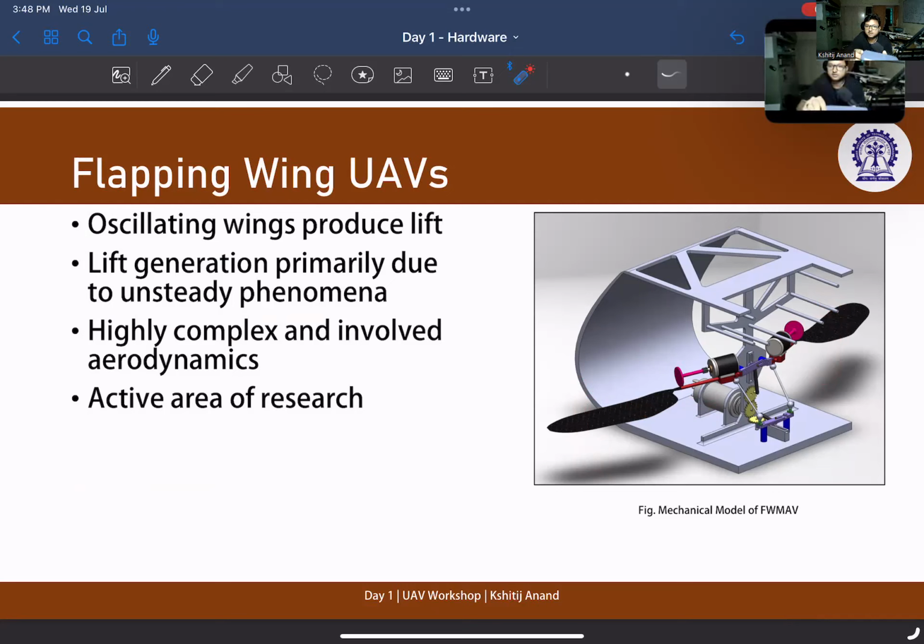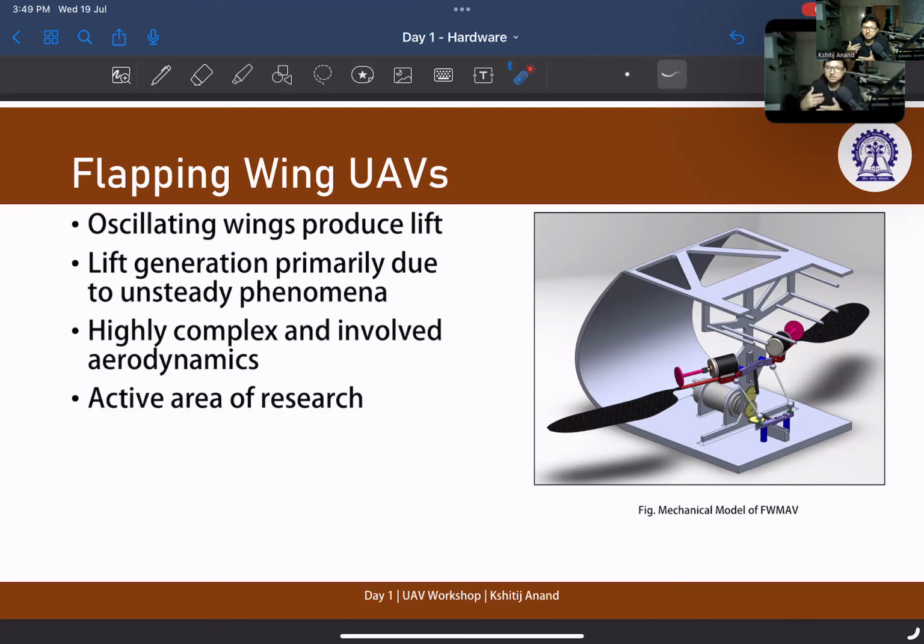If this is the place where the wing is attached to the body, then this motion is called heaving motion, this motion is called stroking motion, and this motion is called pitching motion. A combination of these three motions, stroking, heaving, and pitching, generates lift. It's a very involved and complex aerodynamical phenomenon.